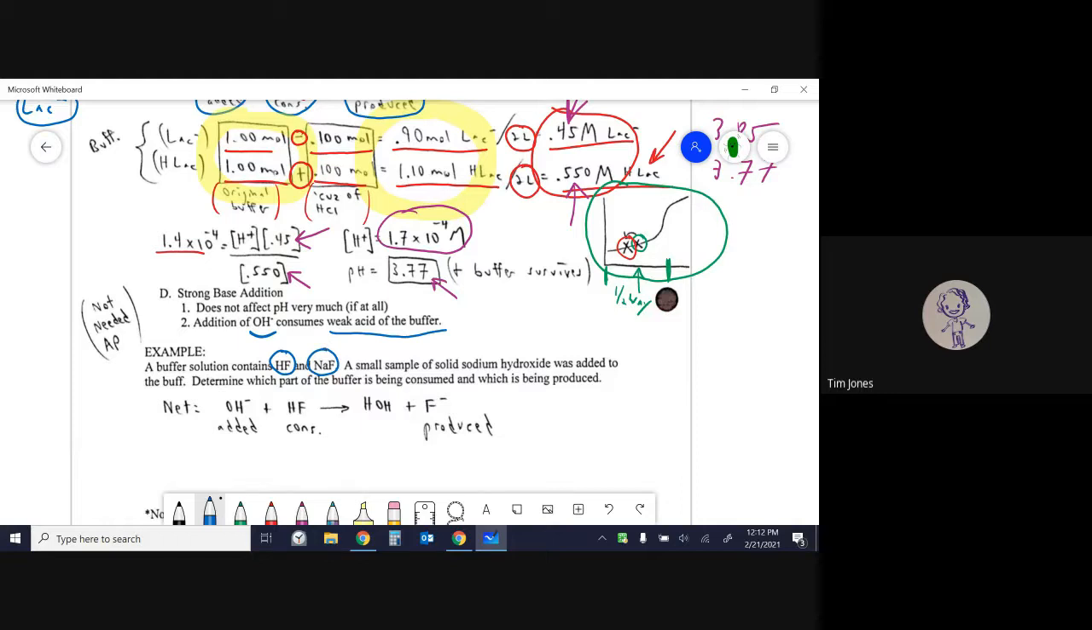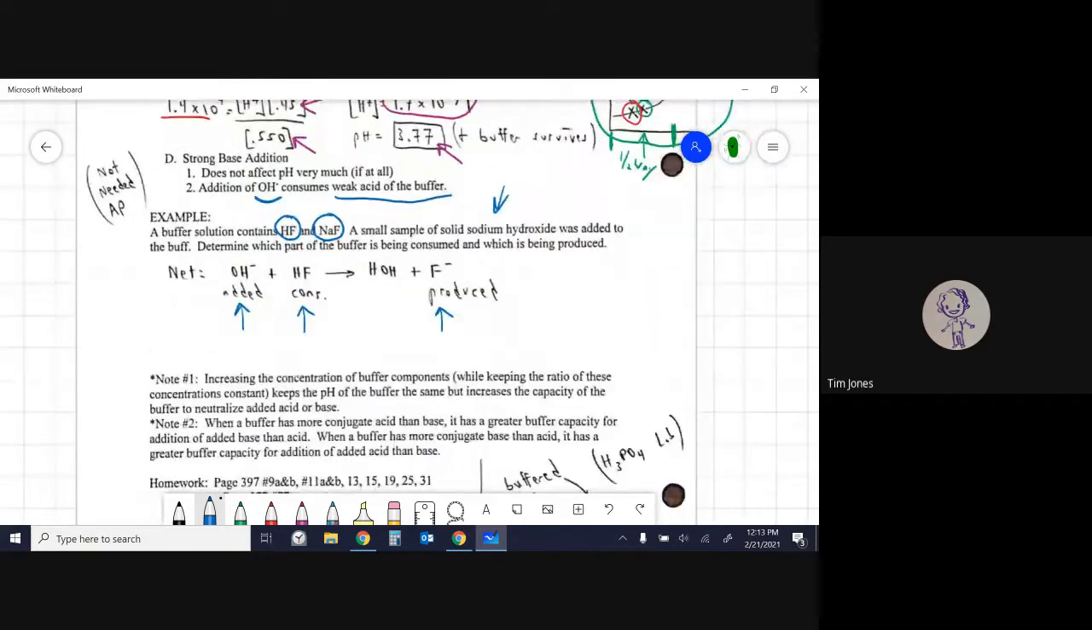Again, fluoride is what we care about. And it says a little bit of solid sodium hydroxide is dumped in it. So like a little pellet or something. Which part of the buffer is being consumed, which is being produced? So this is just testing to see if you understand how a buffer works. Well, this is what's being added, sodium hydroxide. That's going to react with the weak acid in the buffer, which gets consumed, and we make its conjugate weak base, which was already present, but will go up.